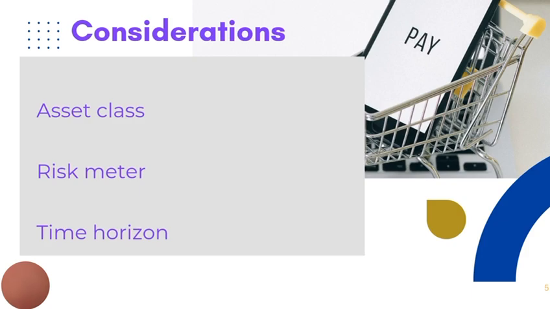The risk meter determines whether the investment involves high risk, minimum risk, or moderate risk. And the time has to do with the length. Is it a short term? Is it a medium term? Or is it a long term investment?